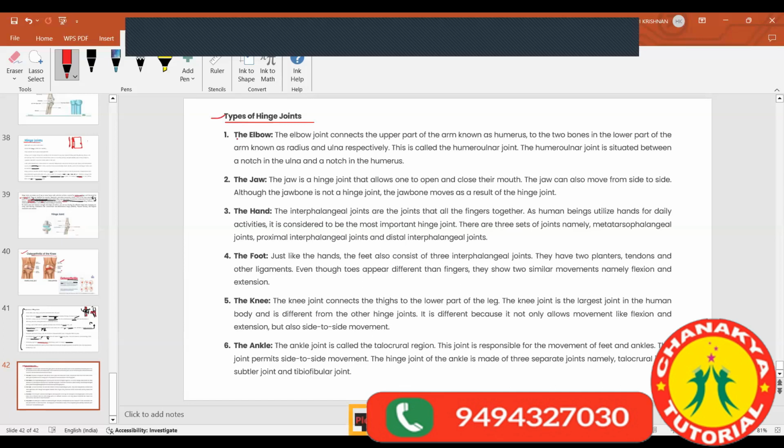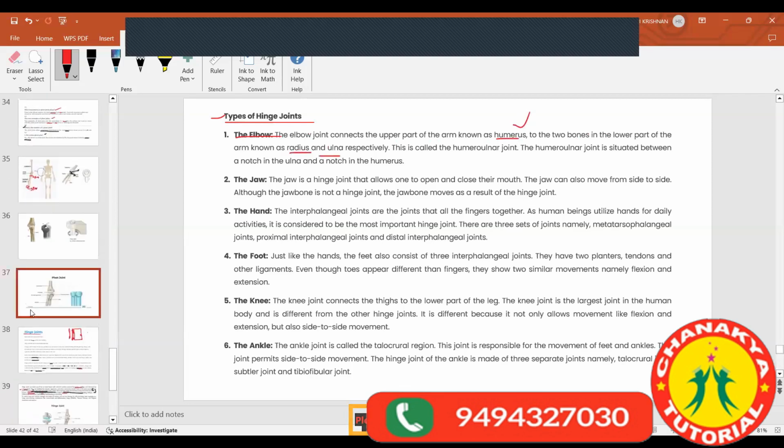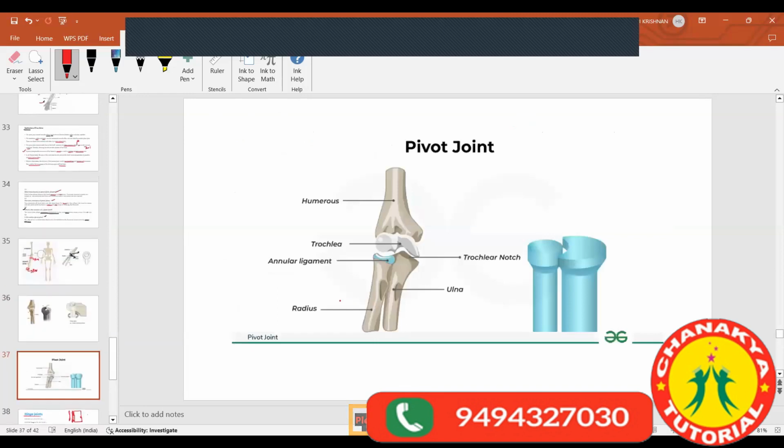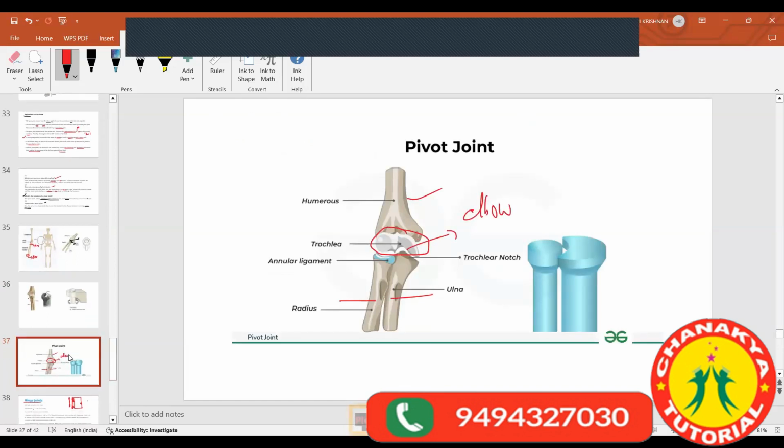You know very well where the elbow is present, right? The elbow joint connects the upper part of the arm, known as the humerus, and the two bones in the lower arm are the radius and ulna. We already saw the picture of the radius and ulna. This is the radius and ulna, this is the humerus, and here is your elbow.